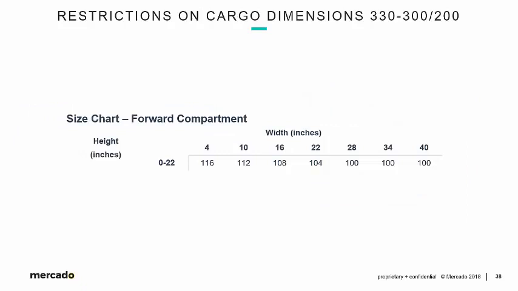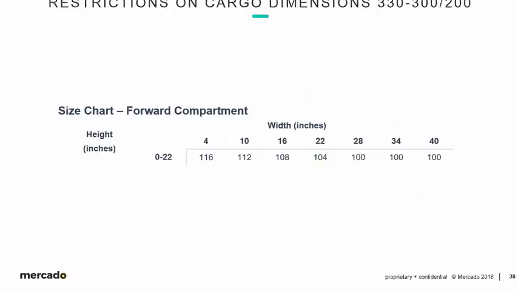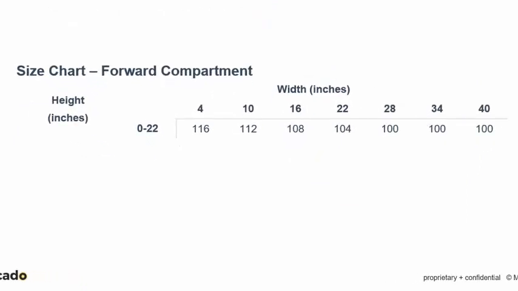Let's look at some dimensional restrictions for cargo on the Airbus 330. Looking at a size chart for a forward compartment. As we see, the height goes from 0 to 22 on the left-hand side. The width goes from 4 to 40 on the right-hand side. Where the width and the height intersect based on the dimensions of a specific piece, that's going to be the length restriction. So if we pick one more extreme, 22 inches in height, 40 inches wide, the length restriction is going to be 100 inches.